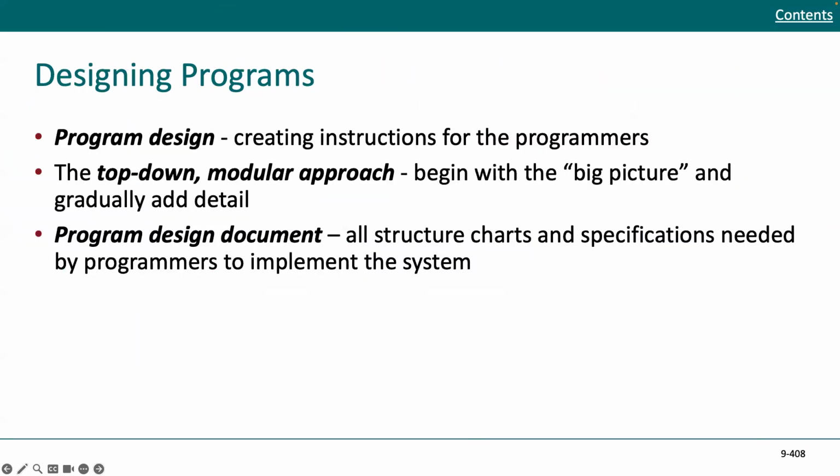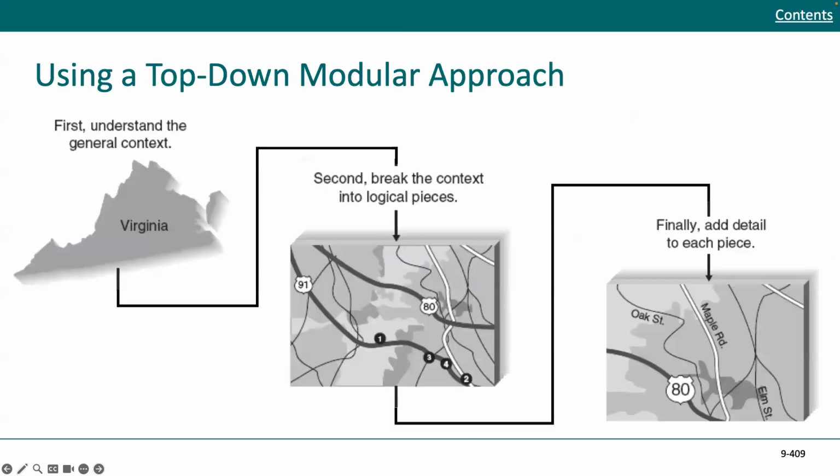So for designing programs, first of all, we want to be thinking about creating the instructions for the programmers. We want to think about the top-down modular approach where we begin with the big picture and gradually add detail. The program design document has all the structure charts and specifications needed by programmers to implement the system. And so we have that nice way of giving this interaction between various parts of the development team. So we can be thinking of using a top-down modular approach.